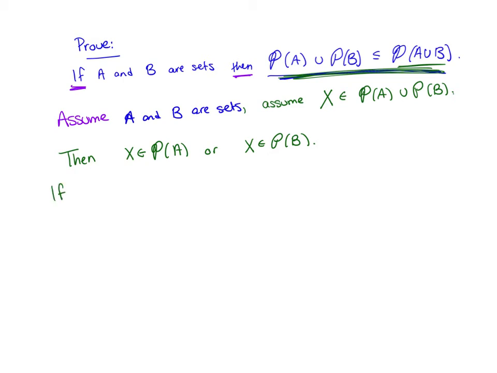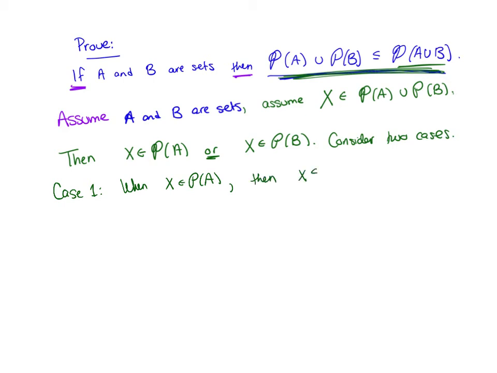So because I have that or, we could do cases. So let's consider 2 cases. I could say "if" for my different cases, but I'm just going to be more explicit here and say case 1 and case 2. So case 1, when X is an element of the power set of A. By definition, that means X is a subset of A, because the power set of A has the subsets of A as its elements.